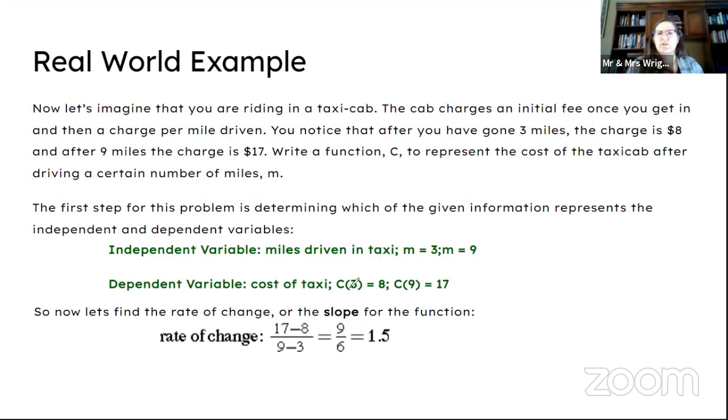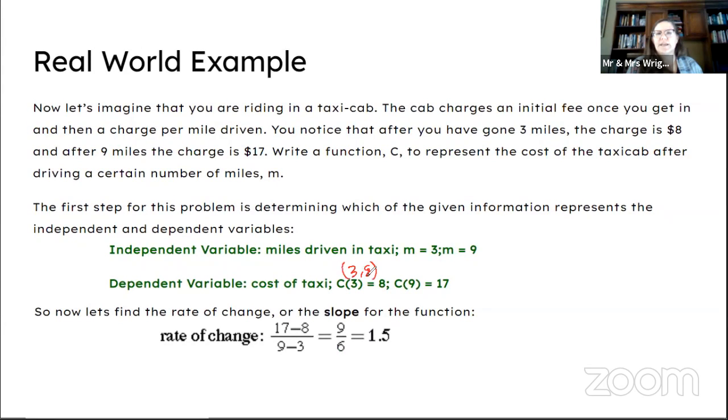Our independent value here is 3. Our dependent value is 8. That's point 1. Our independent value is 9. Our dependent value is 17. So you can see our ordered pairs there. That's how we're able to find this slope.